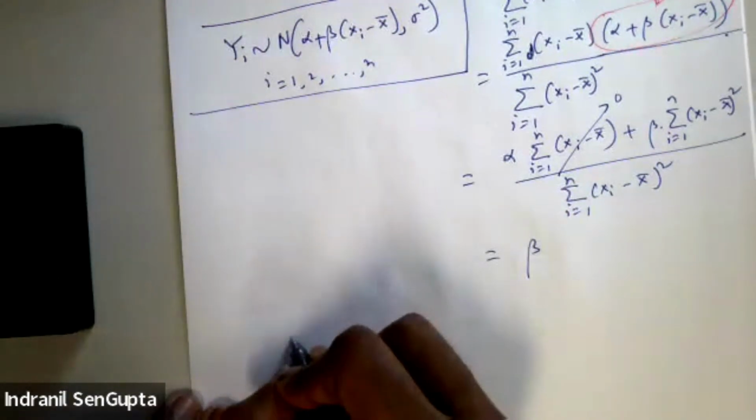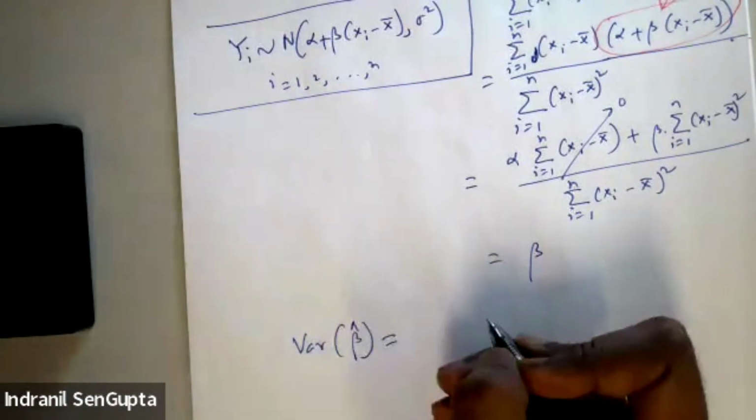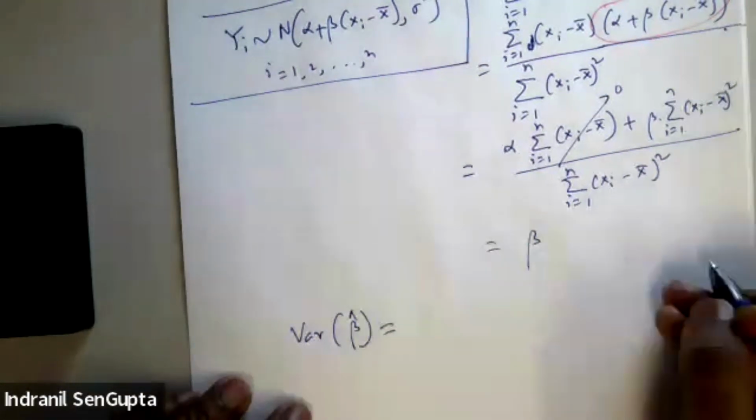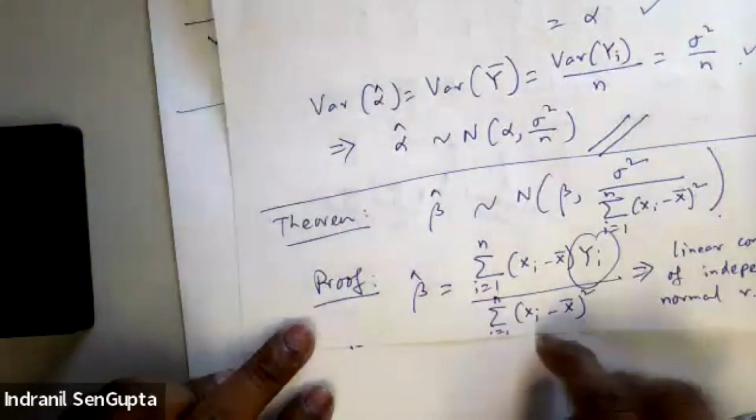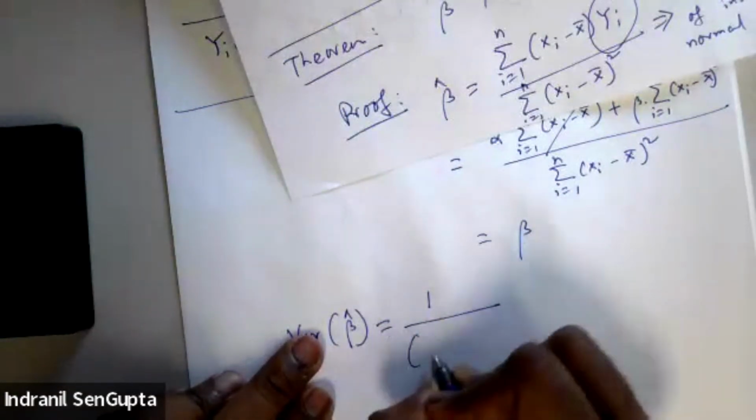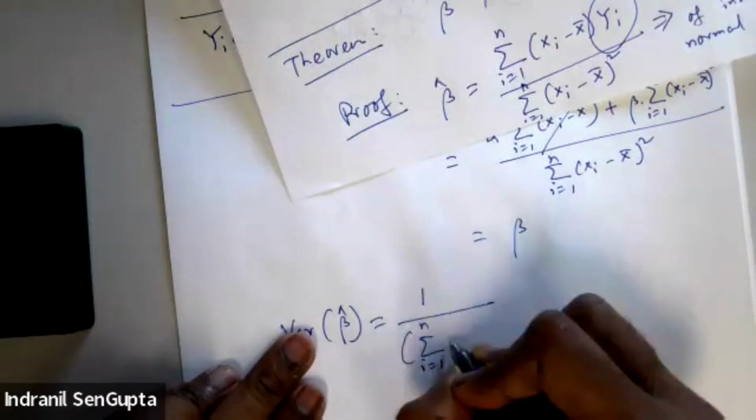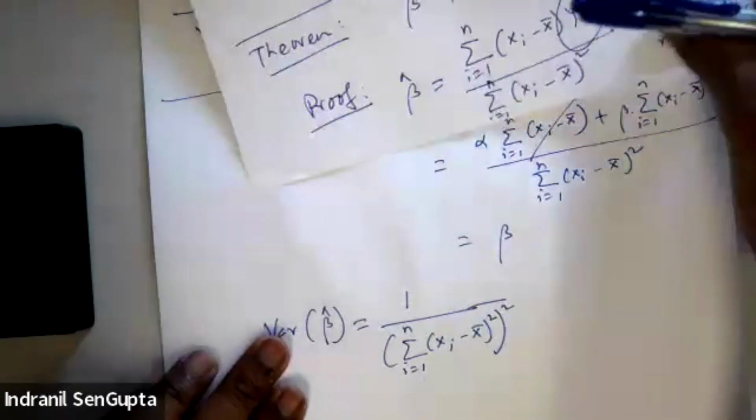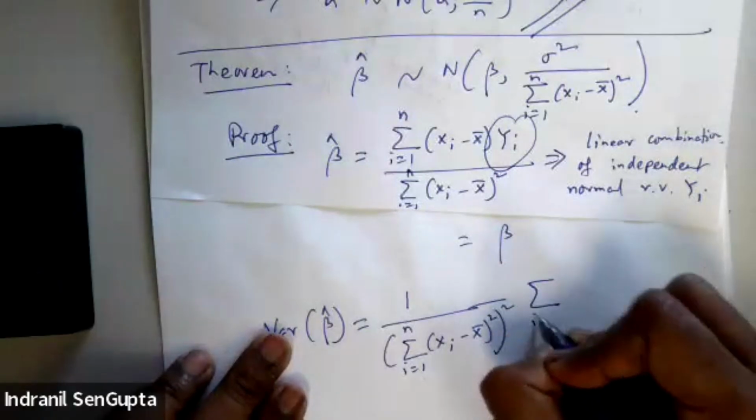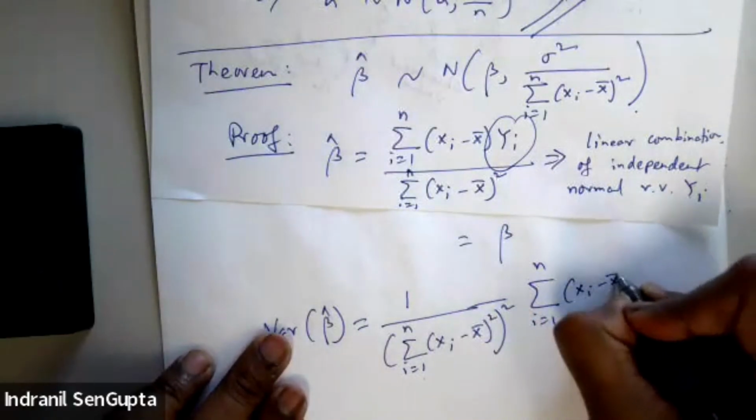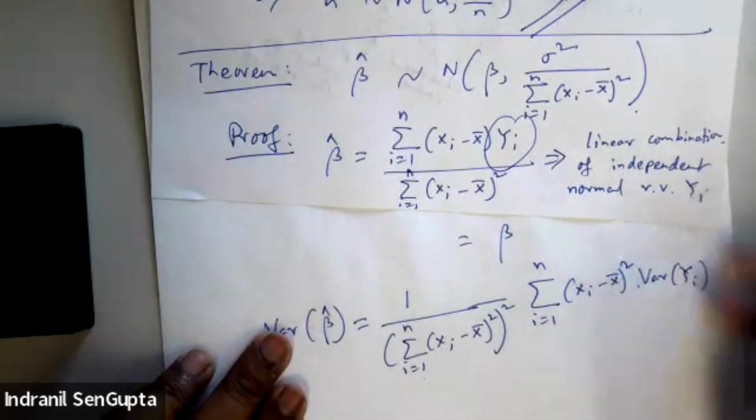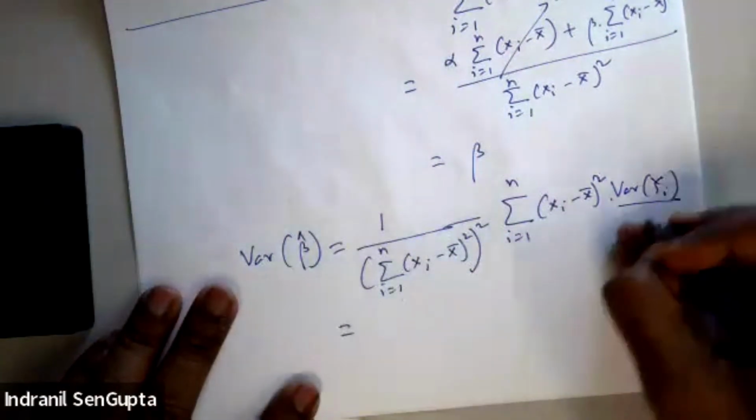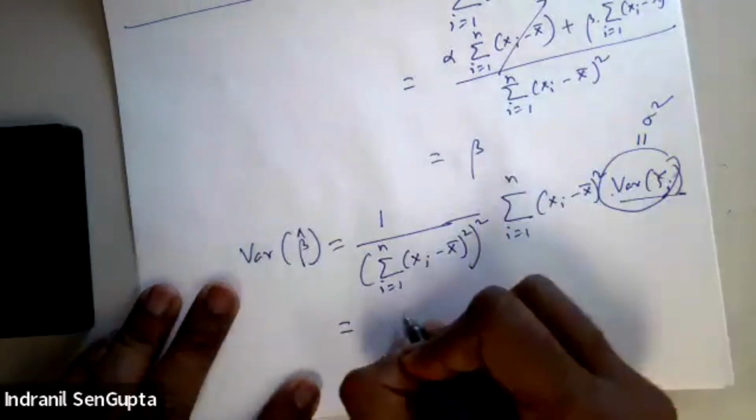Also, the variance of beta hat. Beta hat is given by this quantity, so I have to take this factor out, and it's the square of this one. So it's 1 over the summation from i equals 1 to n of xi minus x bar squared, and then the whole thing squared. And then I have to take the variance of this one. So it's the summation from i equals 1 to n of xi minus x bar squared times the variance of yi, from the simple property of the variance, because the yi's are independent. And this is sigma squared.